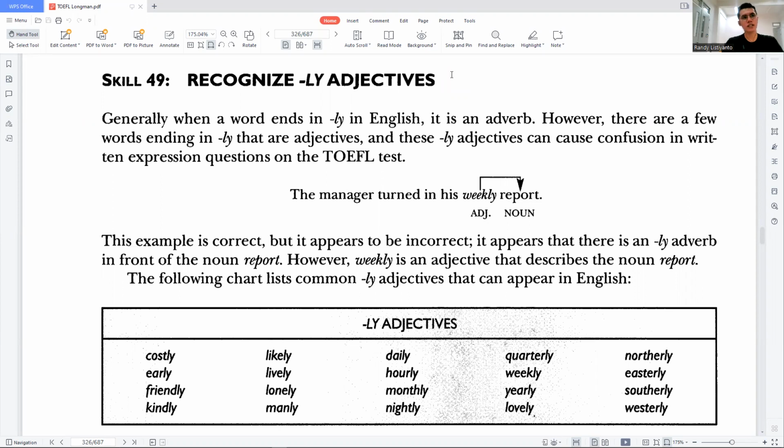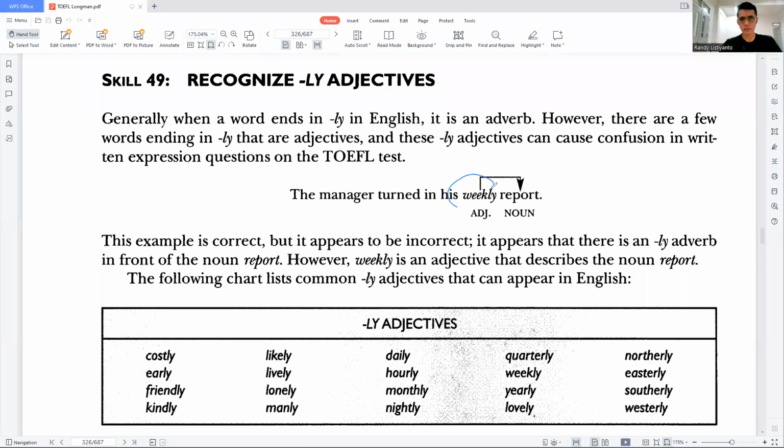But I have to make sure that sometimes a word ending with ly can be categorized as an adjective and at the same time can also be considered an adverb. It depends on the context. Take this example: the manager turned in his weekly report. The sentence is correct.